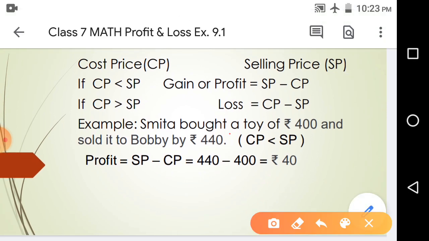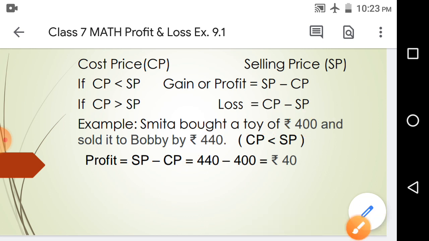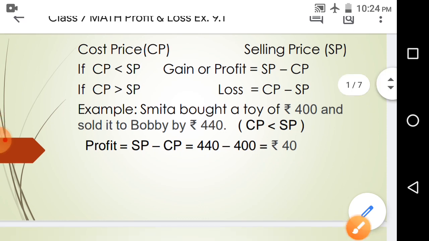Smita bought a toy for rupees 400. So 400 is the cost price here. And she sold it to Bobby for rupees 440. So this is SP. So we have the cost price as 400 and the selling price as 440. This 440 is greater than this CP 400. So there is some profit earned by Smita, and this profit is equal to SP minus CP, selling price minus cost price, 440 minus 400. So rupees 40 is the net profit here.